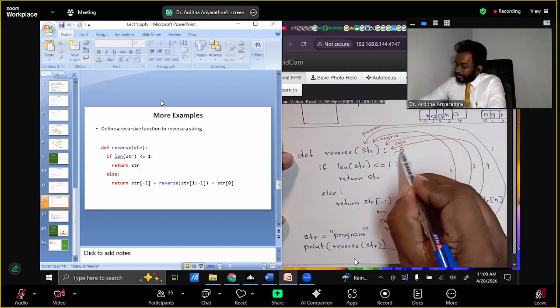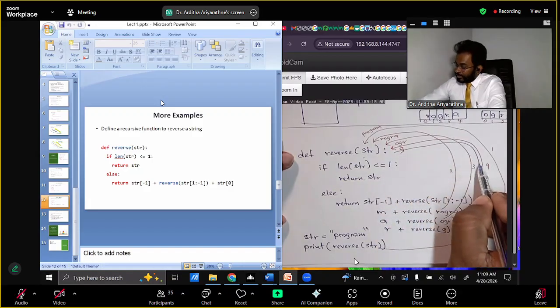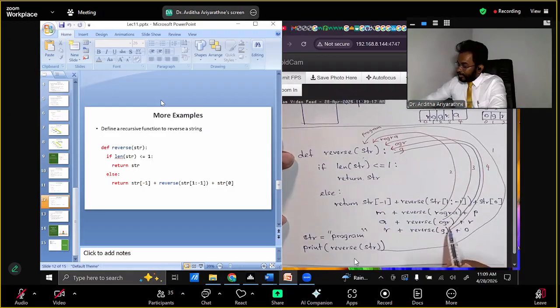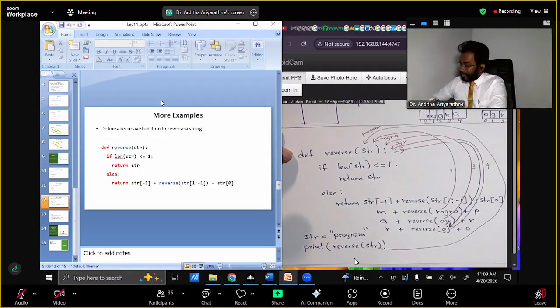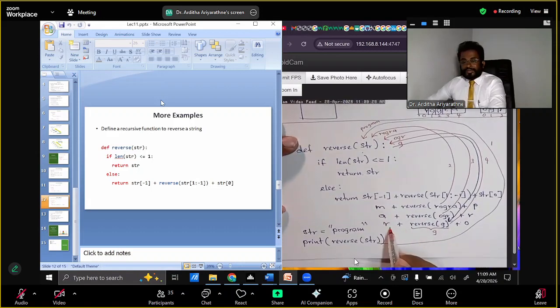Here we are returning through this fourth call and we are coming to here. The answer for this one is G. Right? Then in this case, we are inside else, we are returning RGO.